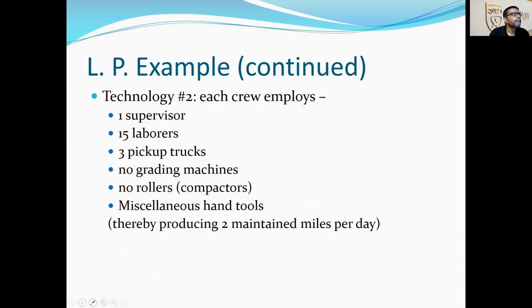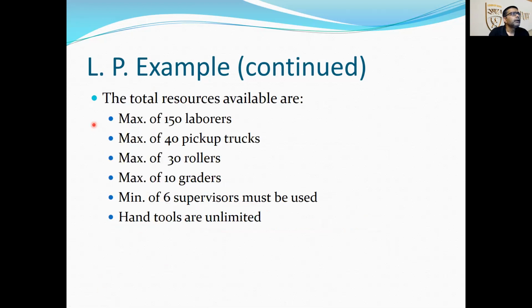Now here the constraints come in. You can only have 150 laborers. You can only have 40 pickup trucks. You only have 30 rollers. You only have 10 graders, and you have to have 6 supervisors. So this is a different type of constraint now. It's not that you need a minimum. You can only have 6 supervisors.